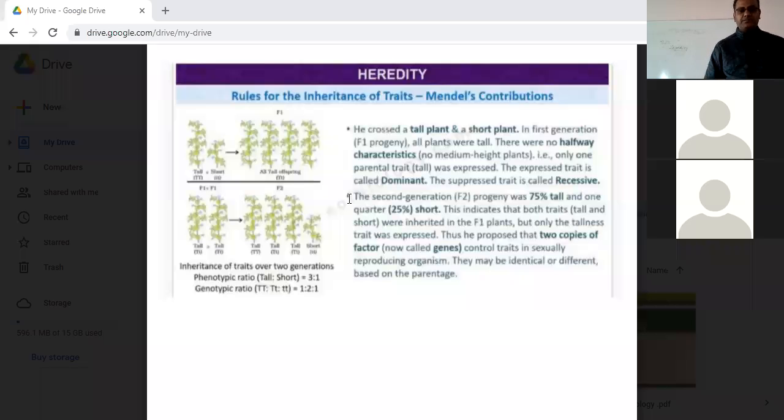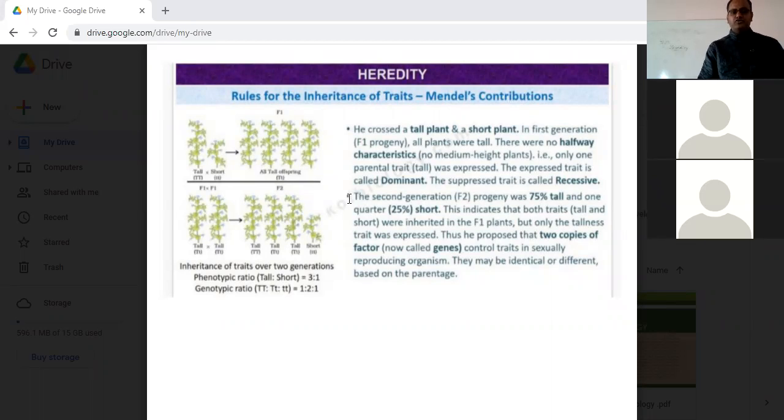Let us use it parallelly. So characters are controlled by internal factor. If we are changing the word factor, characters are controlled by internal genes that occur in pair. That means the factor will occur in pair; in the present version, gene will occur in pair, and during the gamete formation, only one of such a pair of the factor is present in a single gamete.